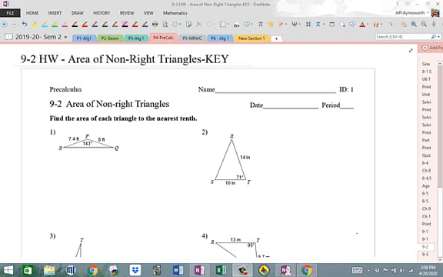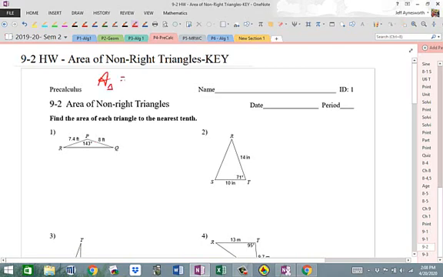We're going to get into your homework on section 2 in chapter 9 and talk a little bit about how to find the area of non-right triangles using a non-standard formula. This is for any triangle, but typically you use it for non-right triangles, ones that do not have a 90-degree angle involved.